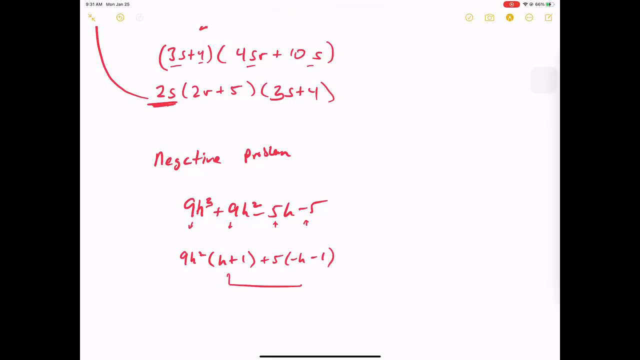Now, do these terms match up? They don't. Now, this is the issue. Sometimes the signs don't match up. If the signs don't match up, that means you had to take out a negative so that the signs do match up. You have to force them to match up.